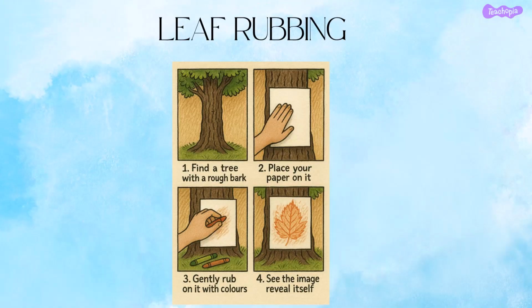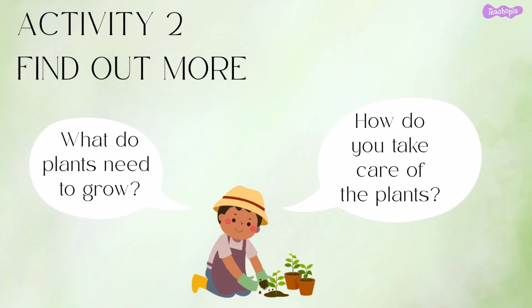The first activity involves leaf rubbing. Here, all you need to do is find a tree with a rough bark. You place your paper on it and gently rub on it with colors, and you will see the image reveal itself. Activity 2 involves you interviewing a gardener. This is to help you find out more. You can ask the gardener questions such as, what do plants need to grow? Or, how do we take care of the plants?